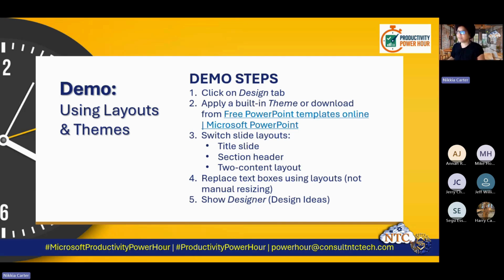using layouts and themes. Say, for example, we're going to go through these steps. We're going to look at the design tab. We're going to apply a theme, or look at the themes. We might not actually apply, but we can look at themes. You can also download themes, and I'm going to show you where to download them, but that's the link that you can go to. We'll switch the slide layout so you can see what some of that looks like and how you can switch around the layouts, and see how you could replace the different text boxes with a clean layout, even though, like I said, sometimes you do need those different text boxes. And then we'll also look at the Designer for design ideas.